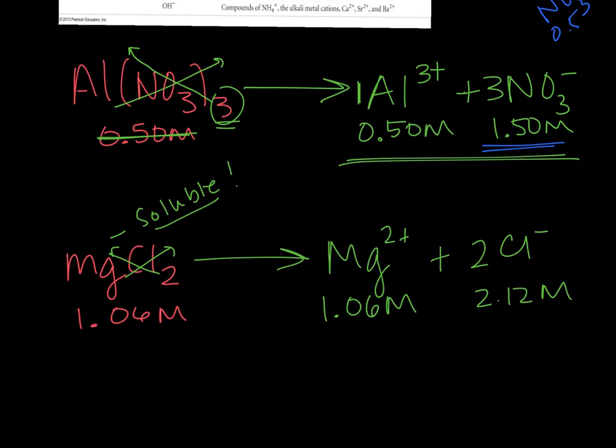So that's all I want you to do: recognize when you have these coefficients and what they mean and how those concentrations are affected. So if one of these things breaks down, we're going to have twice as much chloride as we have of the magnesium chloride and the same amount of magnesium.